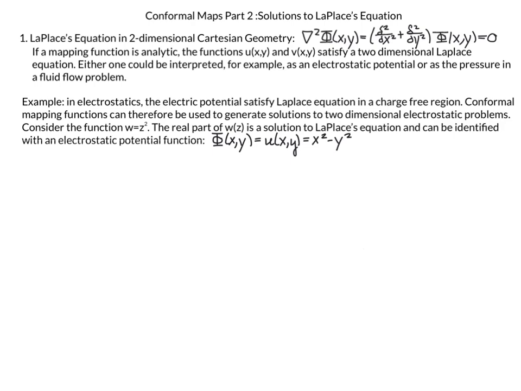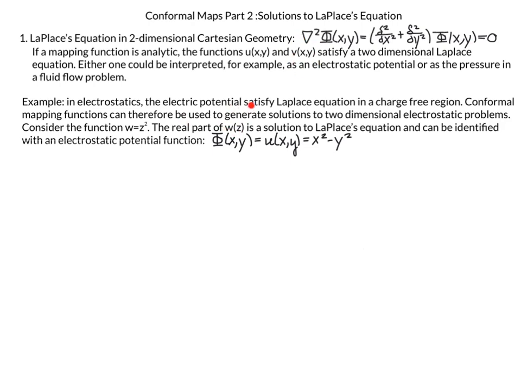We have our first example. In electrostatics, the electric potential satisfies the Laplace equation in a charge-free region, and conformal mapping functions can therefore be used to generate solutions to two additional electrostatic problems. So consider the function w equals z squared. This is analytic over here. So if the function's analytic, the real u of xy and the imaginary v of xy satisfy a two-dimensional Laplace.